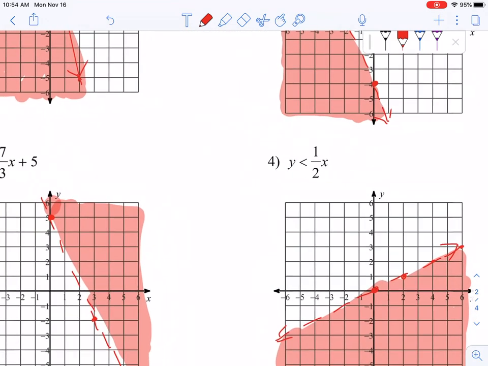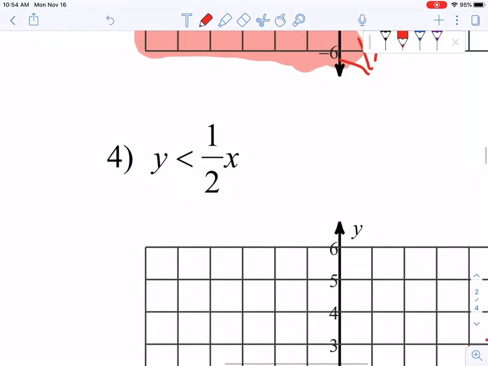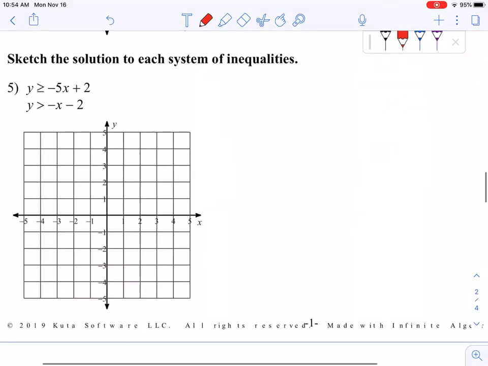And then the last thing we're looking at is, do we shade up or down? That is based on whether our inequality is facing away from our y. Like, is it eating our y? If so, this is going to be shaded down. If it is eating our y, it's shaded up. So those are the 4 things we're looking at.